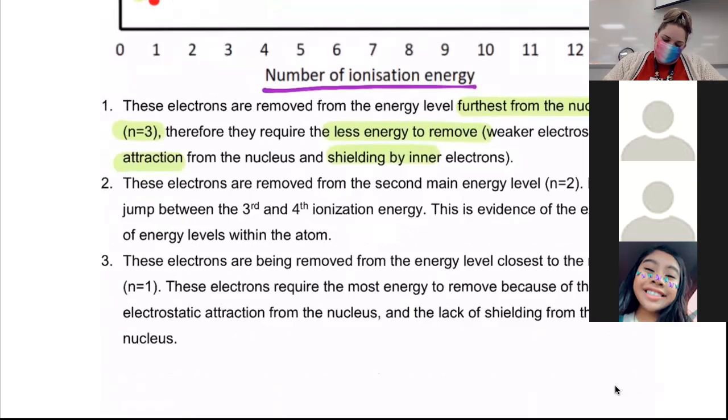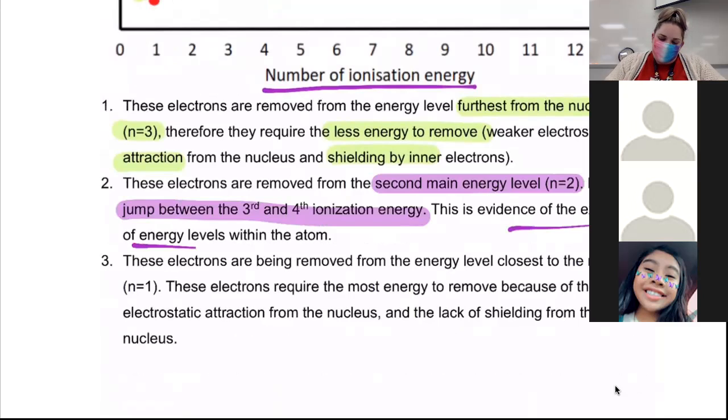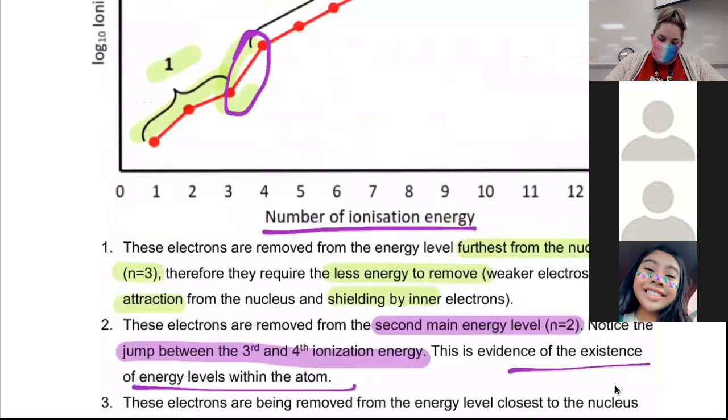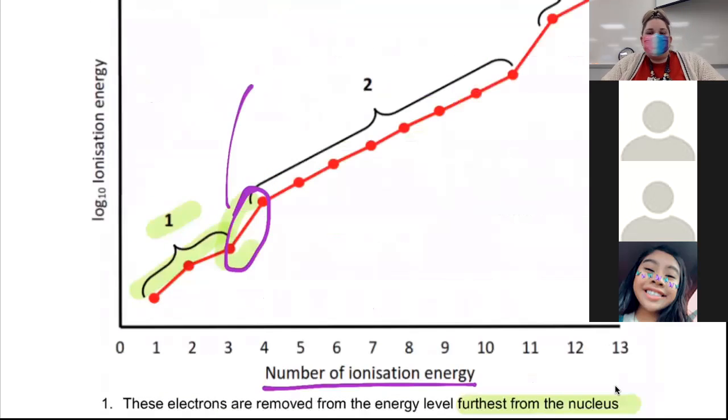It says these electrons are therefore removed from the second main energy level. And it says, notice the jump between the third and fourth. This is evidence of the existence of energy levels. So because there is a jump right here, that proves that energy levels are a thing, because we can't see atoms. There are some powerful microscopes that can see the outer edges of atoms, but we can't really see inside of them. So how do we know that there are energy levels?